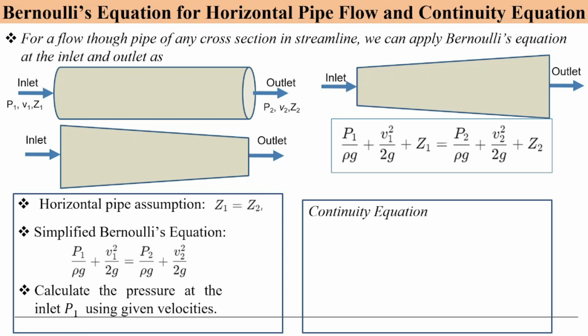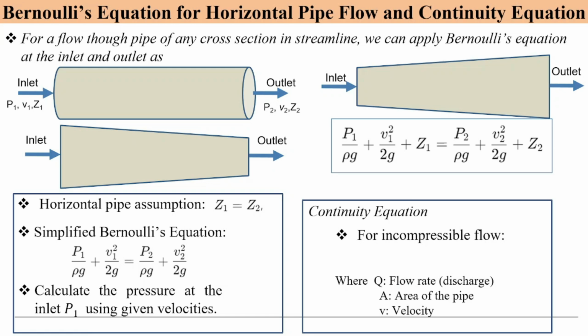Then we calculate the pressure at the inlet using the given velocity. How can we identify the velocity? For that we have the continuity equation. For incompressible flow, the continuity equation says Q1 is equal to A1 V1 is equal to Q2, which is A2 V2. The volume flow rate discharged will be constant throughout the section. So A1 V1 is equal to A2 V2 is equal to A V. Q is the flow rate, which will be in meter cube per second.